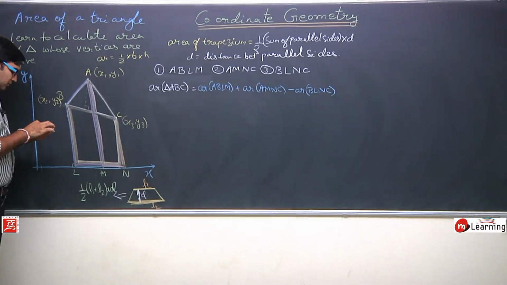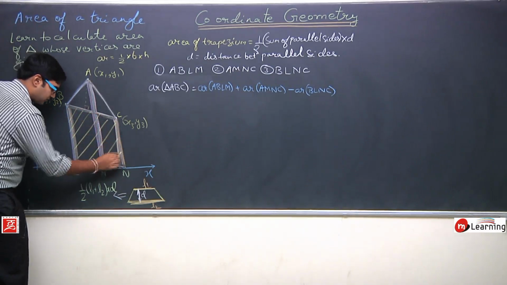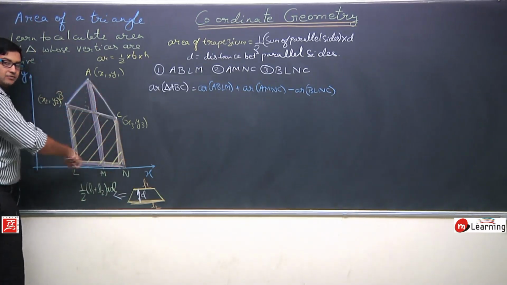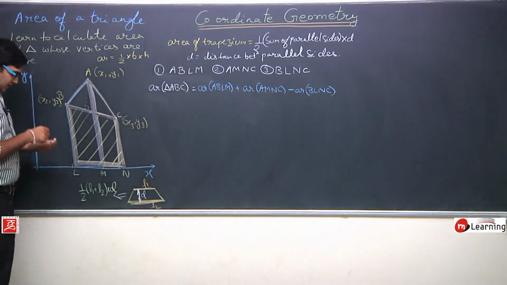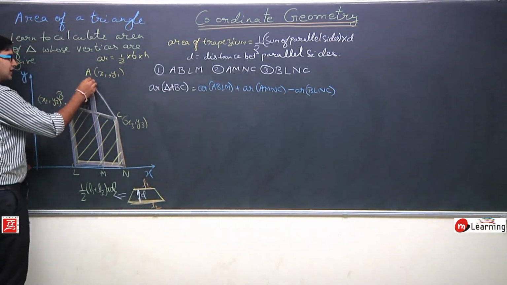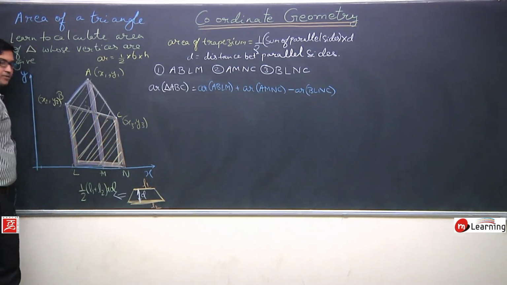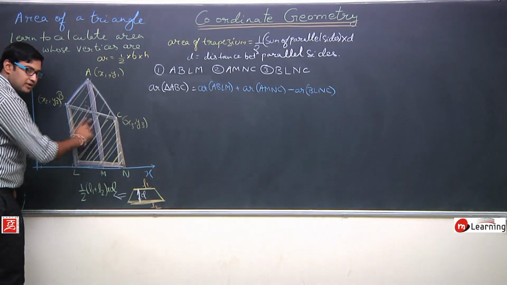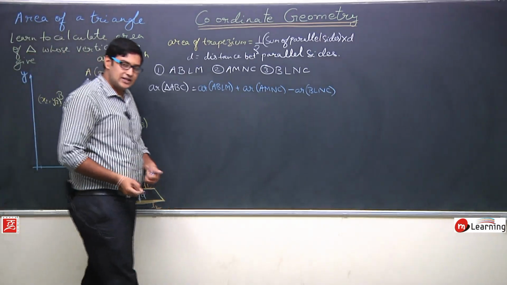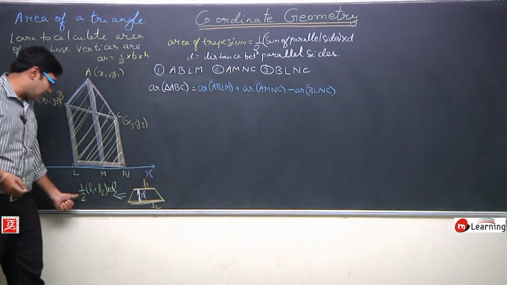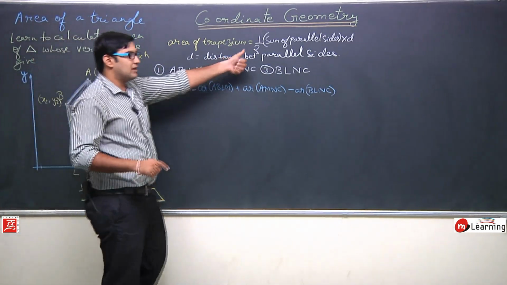Okay. So what am I going to do? I am going to subtract this much area from the complete area. Because ABLM plus AMNC is what? ABLM plus AMNC is equal to the total area of this complete trapezium. Okay, and I am going to eliminate this much part at the bottom to get this area. Now, as I have said, area of a trapezium is equal to half into sum of the parallel sides into d, that is the distance between the parallel sides.